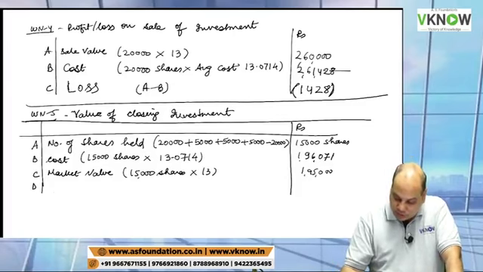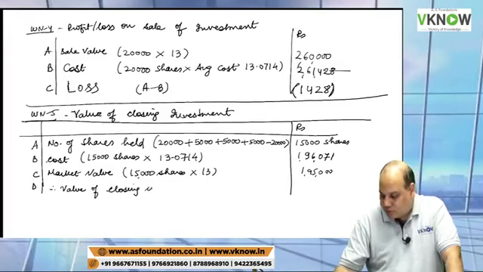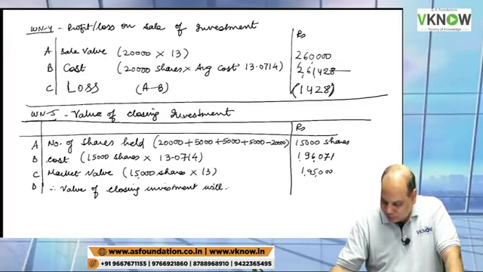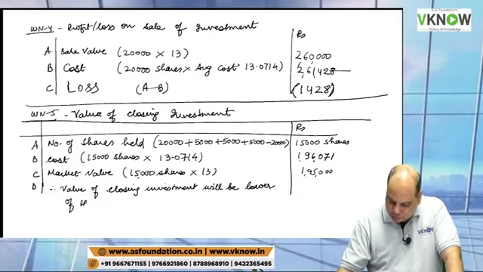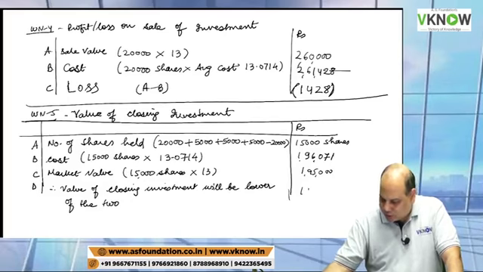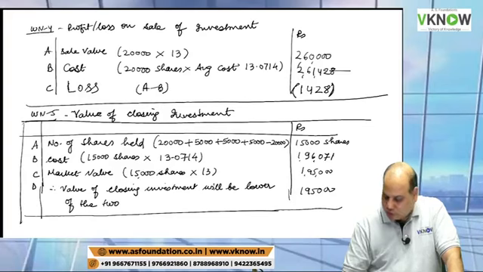Therefore, point number D, the value of closing investment will be the lower of the two. And that answer will be 1,95,000. This time we will have a loss because of the fall in value, so that loss also we will transfer to P&L account.